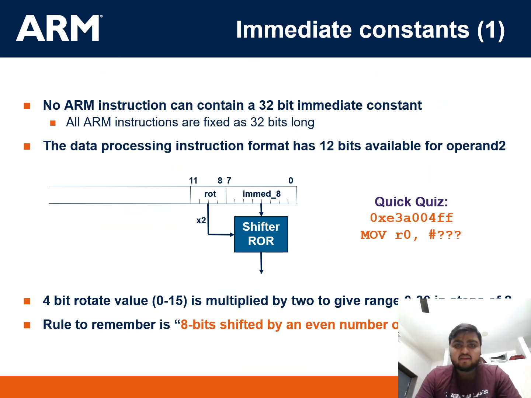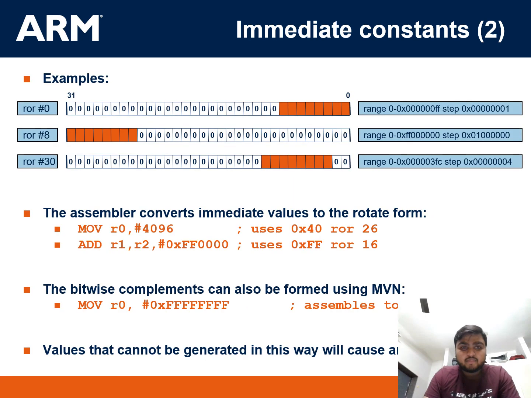That is, madam, the immediate constant. No ARM instruction can contain a 32-bit immediate constant. The data processing instruction format has 12 bits available for the operand. The rule to remember is an 8-bit value rotated by an even number of bits, within the 12-bit field. That is, madam, the immediate constant. That is an example of it.